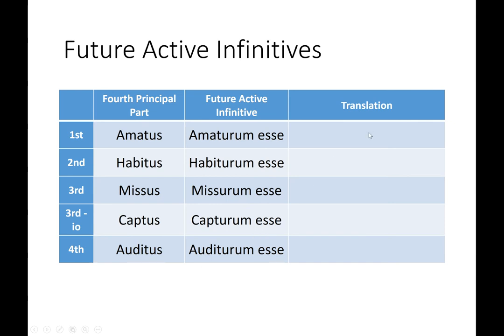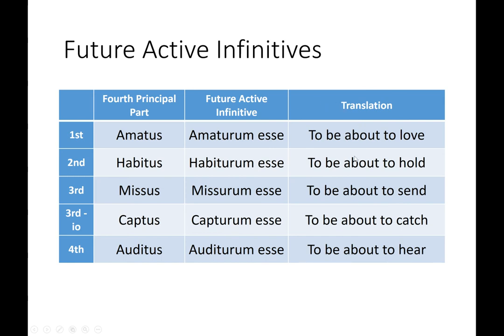And for all of these, you want to use the acronym GILDA. Going to, intending to, likely to, destined to, about to. So to be going to, about to, whatever you want. You can choose whichever you like. I used about to here, but you can see it's pretty straightforward.